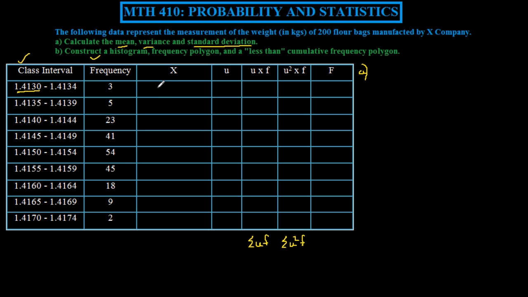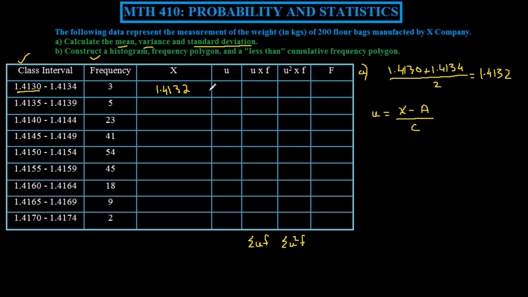We'll start off with this cell over here. X is the midpoint of the class interval. In this case, it's the midpoint of this class interval, which is 1.4130 plus 1.4134 over 2, which is equal to 1.4132. So that's 1.4132.